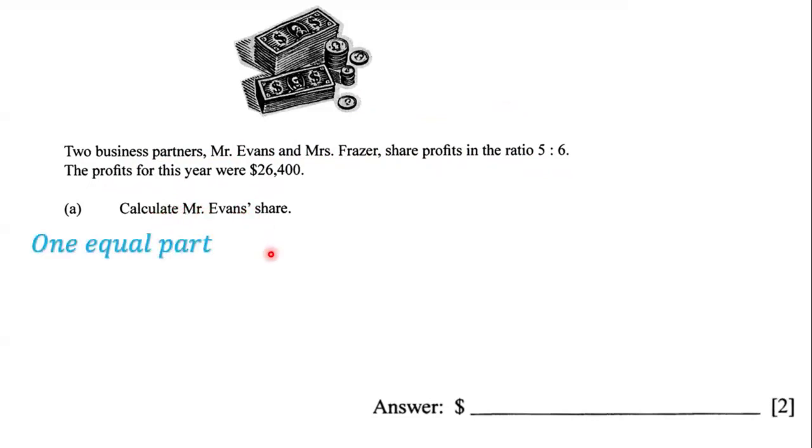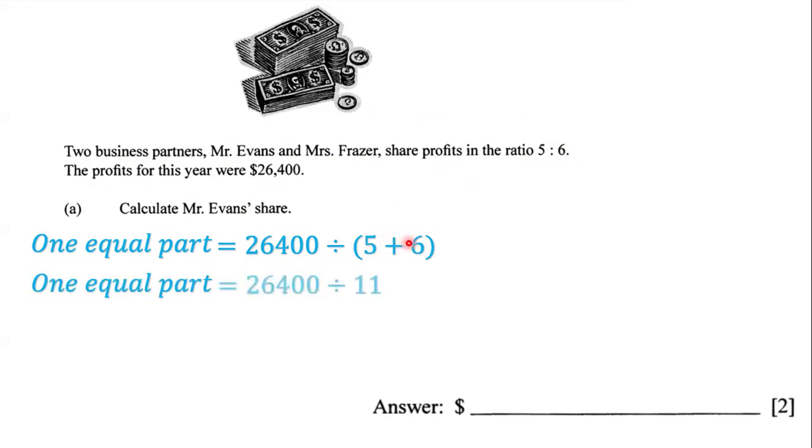Now, in order for us to calculate Mr. Evans' share, the first thing that we're going to do is determine what is one equal part. One equal part is going to be 26,400 divided by the sum of the equal parts, which is 5 plus 6. And 5 plus 6 is definitely 11. So we have 26,400 divided by 11, and that's going to give us 2,400. So one equal part is 2,400.